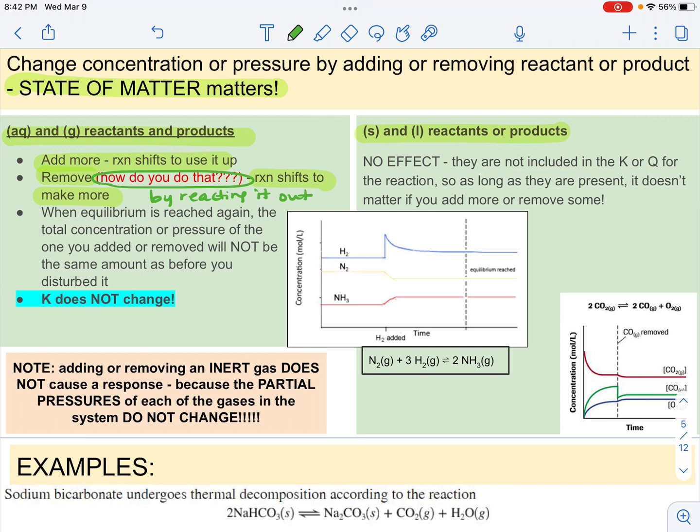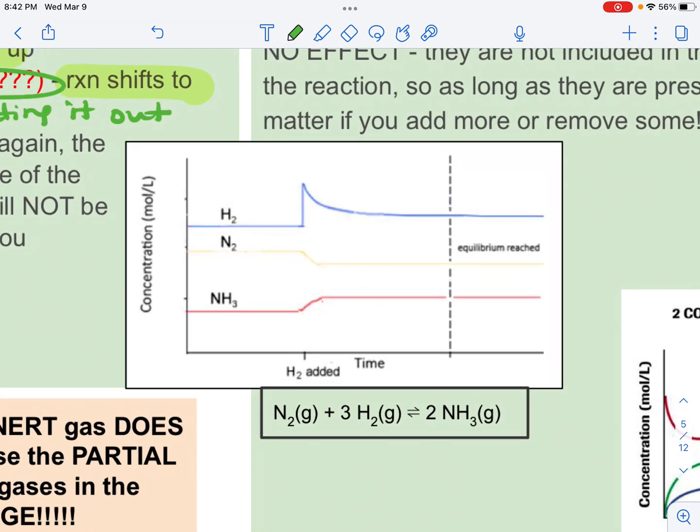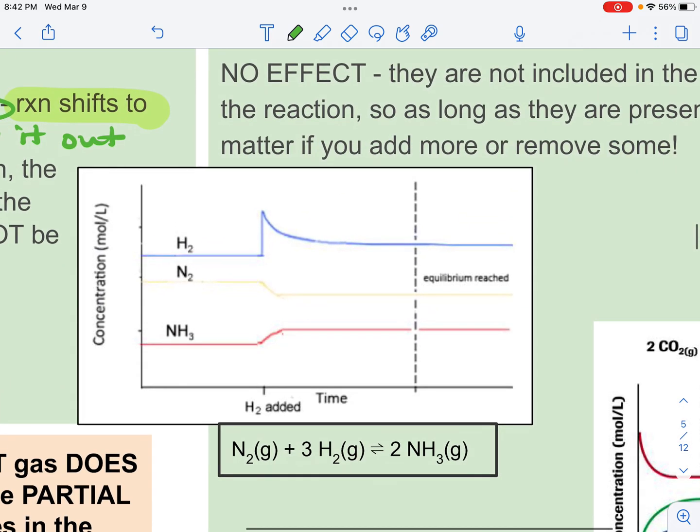And what you do need to know is that the pressures and concentrations won't be the same as they were before you added or removed, but they will still be in the same ratio. So I want you to look at this graph because it's really important to see what this graph looks like. Clearly, at this point, this reaction is at equilibrium. The concentrations are not changing.